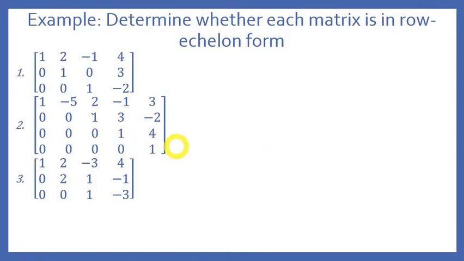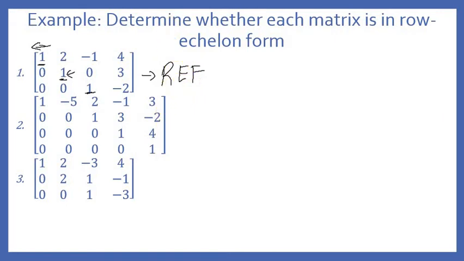Alright, so let's check our first matrix. A row of zeros, there's none. Then our first non-zero entries are all ones, so all are leading ones. The highest leading one is farther to the left. This is farther to the left than this one. So therefore, this is in row-echelon form, or REF.